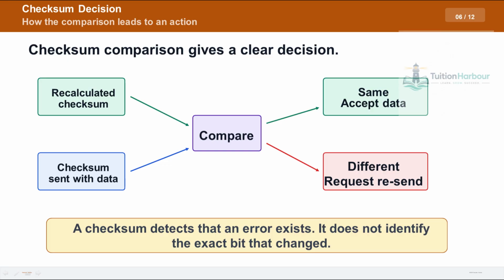Checksum decision. The checksum comparison gives two possible results. If the two checksum values match, no transmission error has been detected. The data can be accepted. If the two checksum values are different, an error has occurred. The receiver then asks the sender to send the block of data again. Remember this key exam point. A checksum can detect that an error has happened, but it does not tell us exactly which bit has changed.